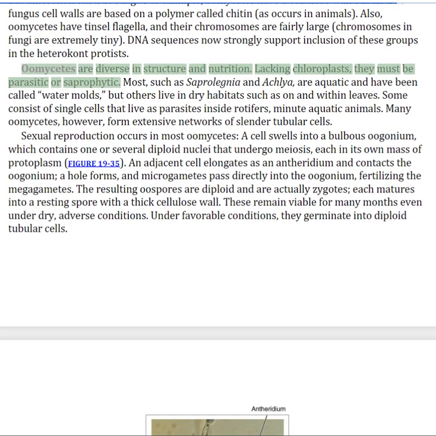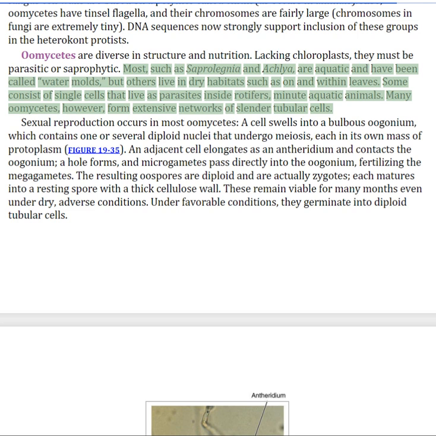Oomycetes are diverse in structure and nutrition. Lacking chloroplasts, they must be parasitic or saprophytic. Most, such as Saprolegnia and Achlya, are aquatic and have been called water molds, but others live in dry habitats such as on and within leaves. Some consist of single cells that live as parasites inside rotifers, minute aquatic animals. Many Oomycetes, however, form extensive networks of slender tubular cells.